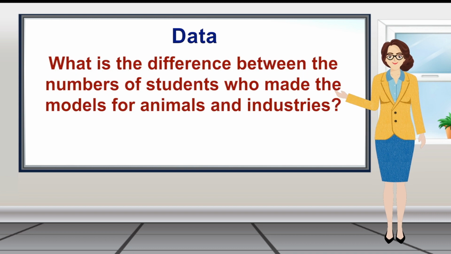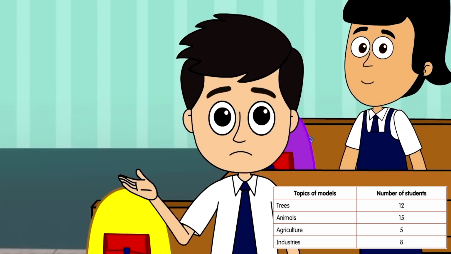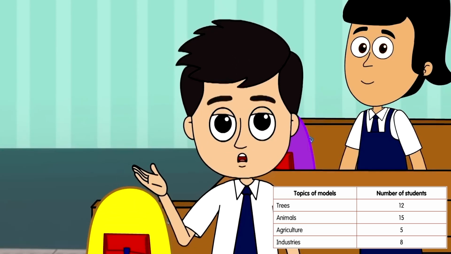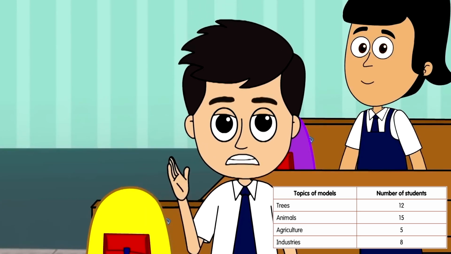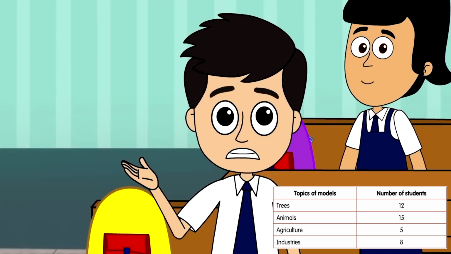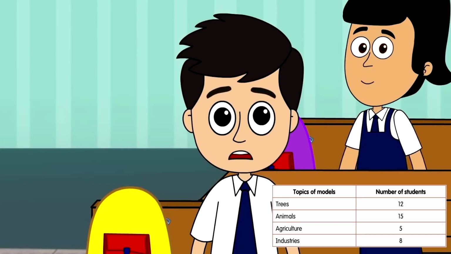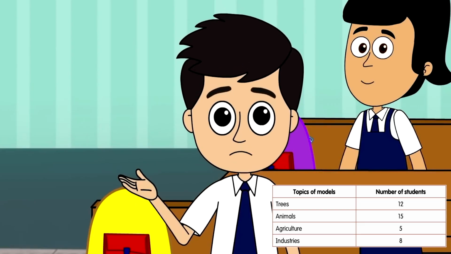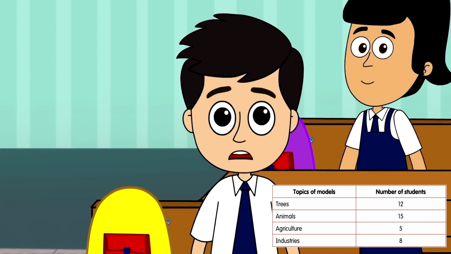What is the difference between the number of students who made the models for animals and industries? The number of students who made models for animals is 15. The number of students who made models for industries is 8. 15 minus 8 is 7. So, the difference between the numbers of students who made the models for animals and industries is 7.